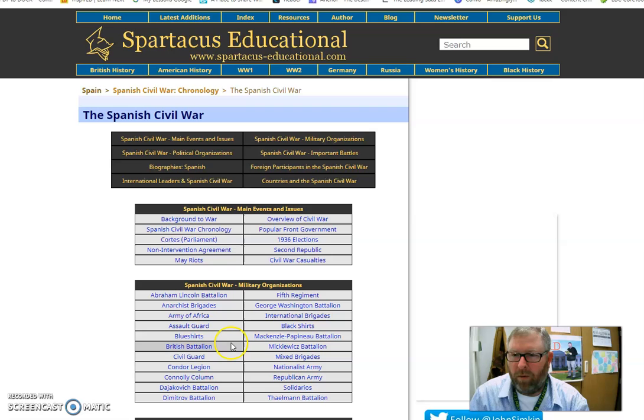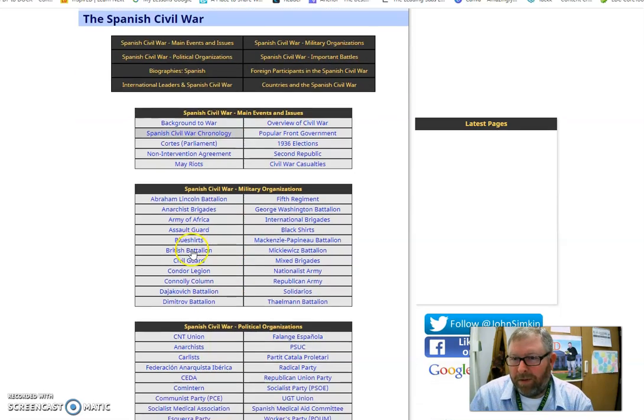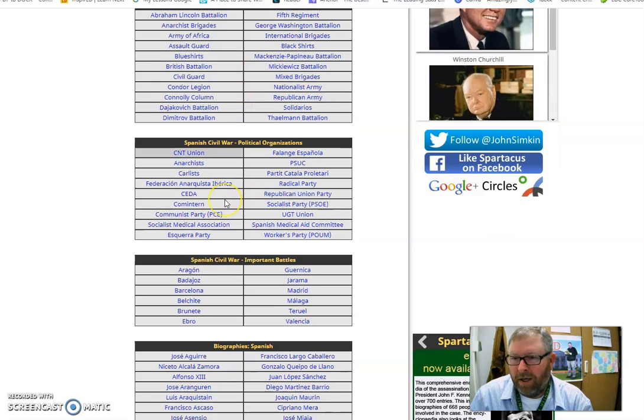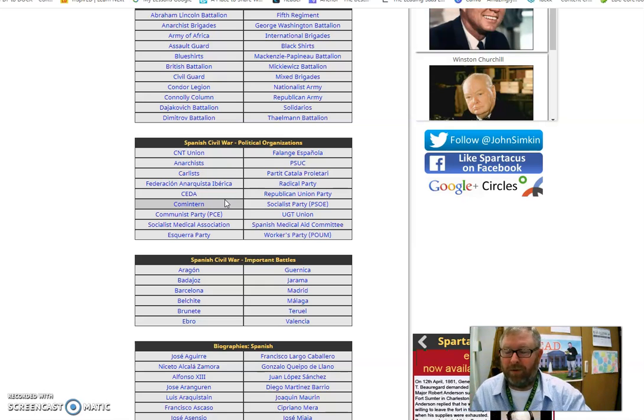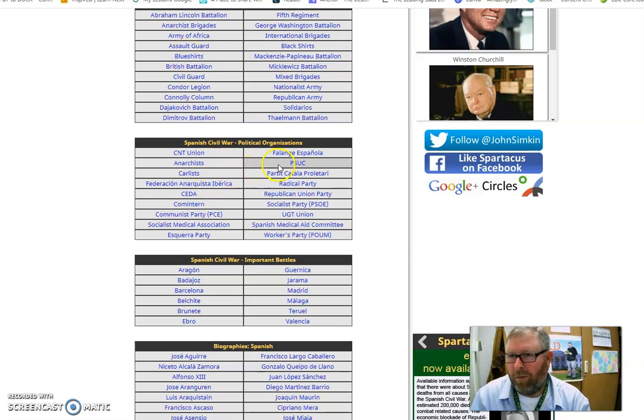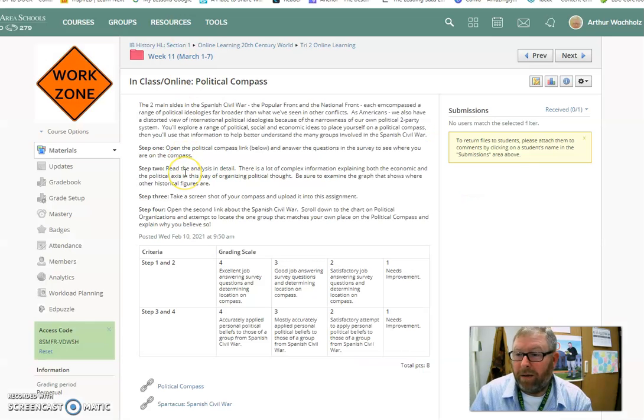So kind of going back to that day 1 assignment: when you look at some of the things that happened in the Spanish Civil War, there's some political organizations, military organizations. So this is really just an idea of putting the day 1 stuff together with the compass and trying to see, well, are you more part of the Republic? Were you more part of the blue shirts? It's a way to put all those things together. Were you a Carlist or more of the PSUC? That's the idea of the last part of the assignment: try to figure out which one of these you might have been. Based on your political ideas today, where would you have fallen back in the 1930s?